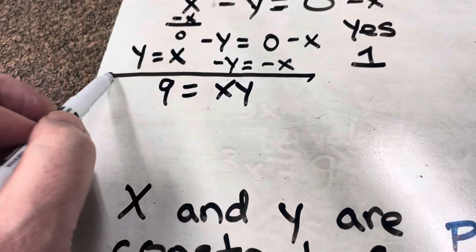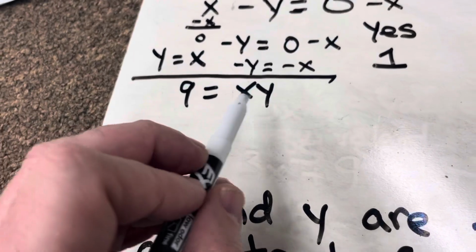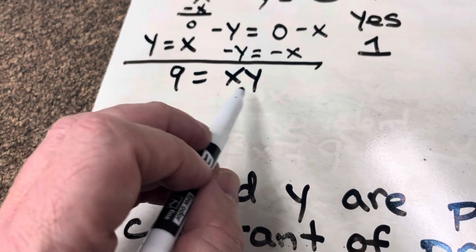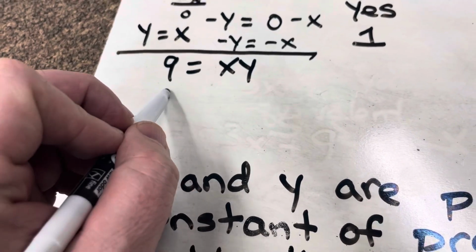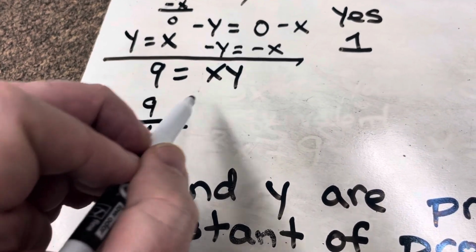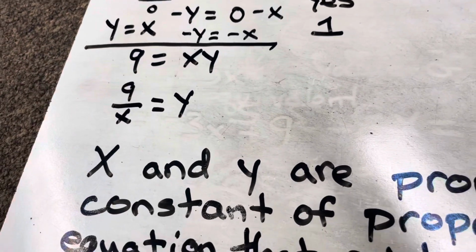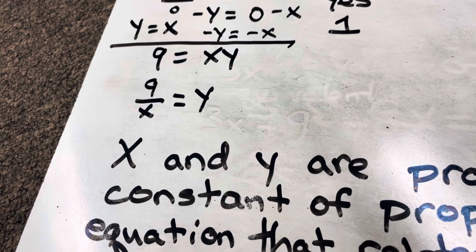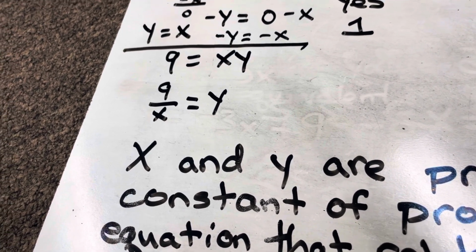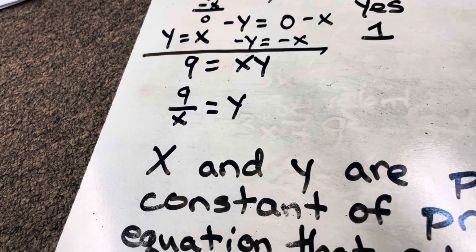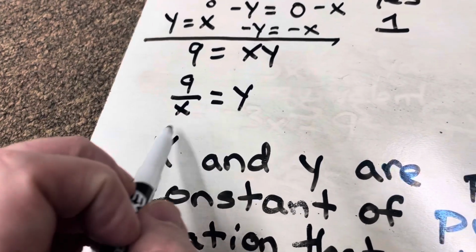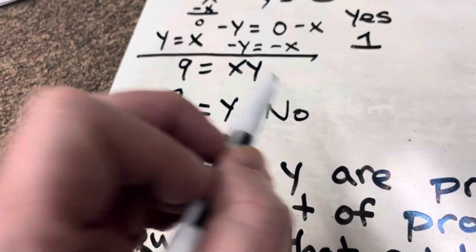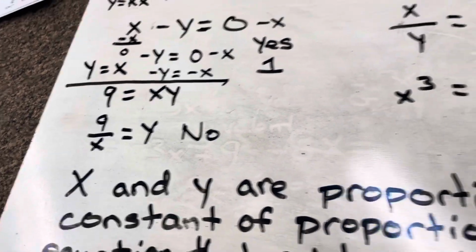9 equals xy. Well, once again, I'm thinking, okay, I want to isolate y. X and y together, that's a multiplication problem. So I'm going to divide everything by x. This is going to become 9 over x. And when I divide this by x, it just gives me y. So 9 divided by x equals y. I'm not really going to be able to do anything with that. I can't rewrite this as y equals kx. It's 9 divided by x. So this one is going to be a no. They are not proportional. All right, moving right along.